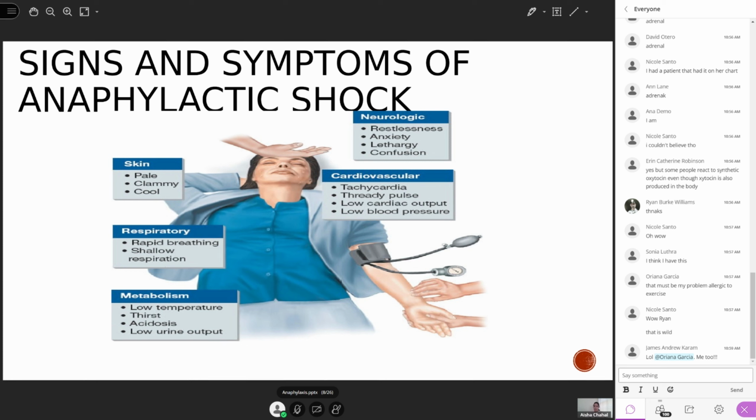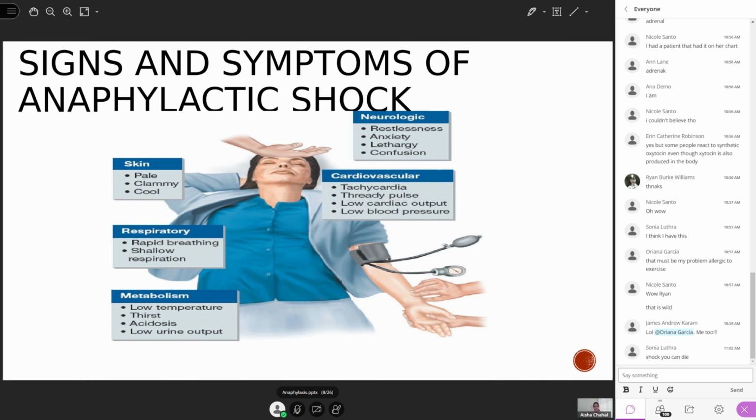Now, what is the difference between anaphylaxis and anaphylactic shock? You should have a good idea about it. You had a lecture on hypovolemic shock. What is the difference between anaphylaxis and anaphylactic shock? You can unmute yourself as well. Shock, you can die. Okay, that's a good way to put it. Yeah, one good way.